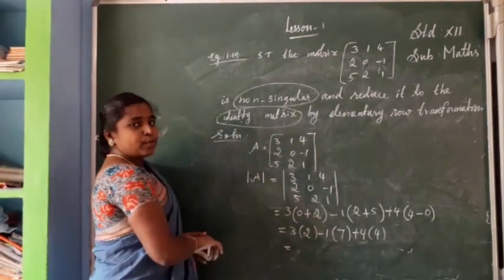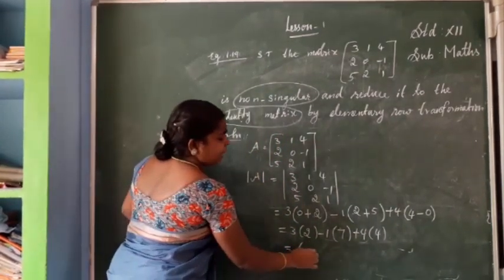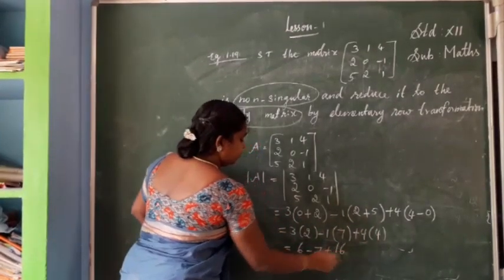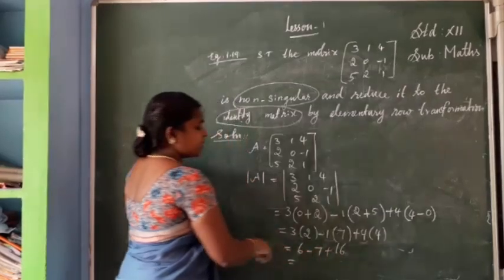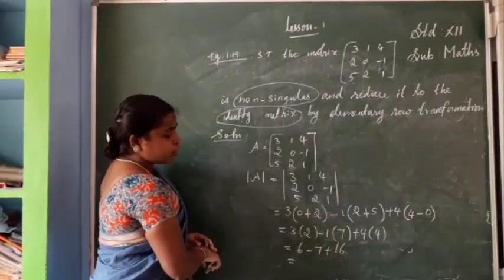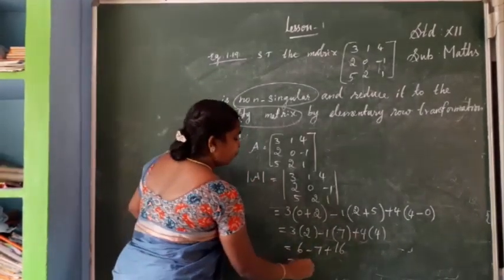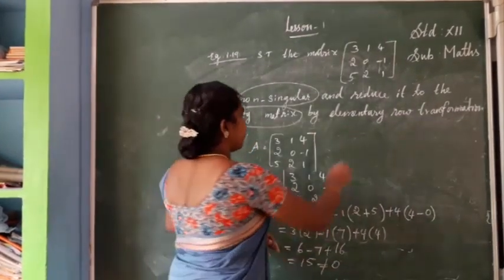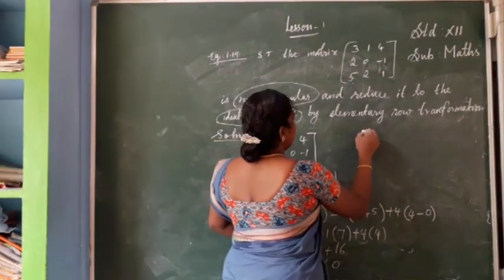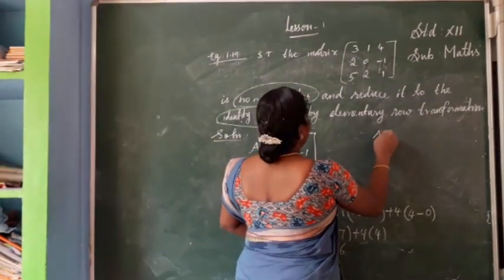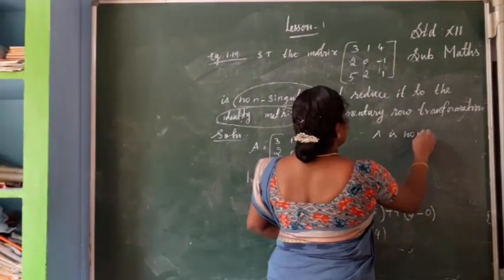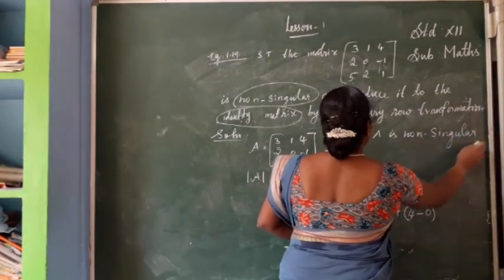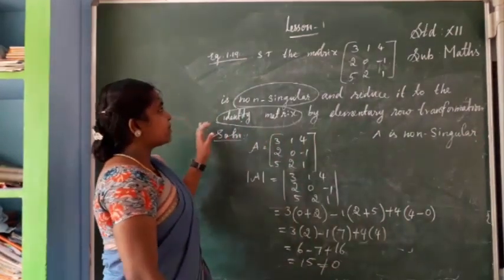Okay, now you see, 3 2s are 6, minus 1 7 is 7, plus 4 4s are 16. See the value: 16 plus 6 is 22, minus 7 is 15. So 15 is not equal to 0. We got not equal to 0, so you can say, hence, A is non-singular, because determinant A is not equal to 0. So the first part we have completed.